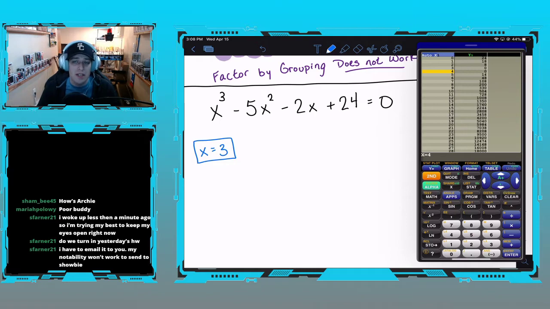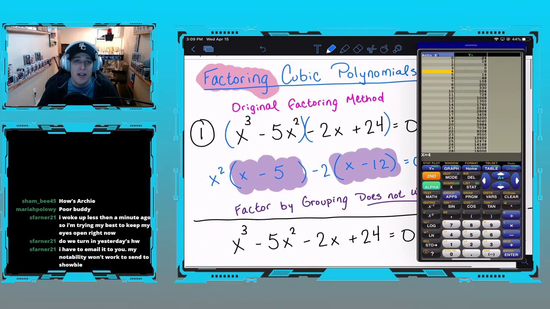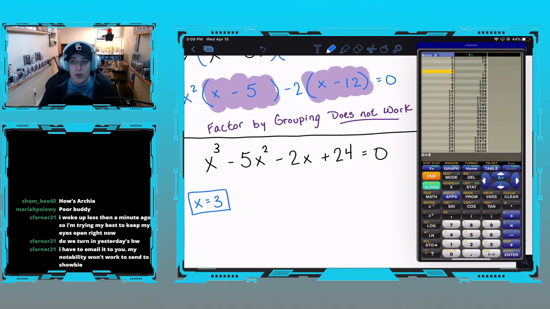But remember what I said at the beginning of the lesson, we're not looking for solutions, we're looking for factors. And that was the title of the lesson. It says factoring cubic polynomials. So we have an answer of 3. Now we have to find the factors. In order to do that, we're going to use long division or synthetic division.